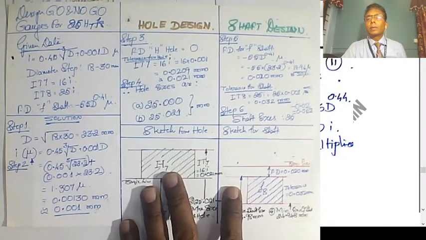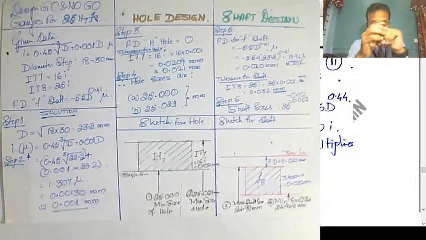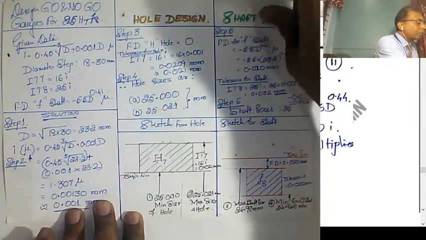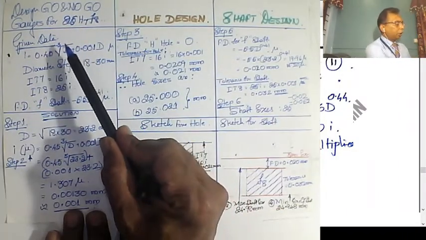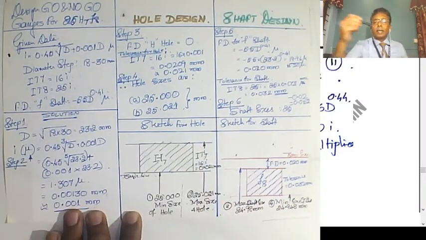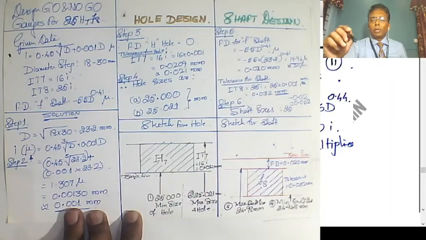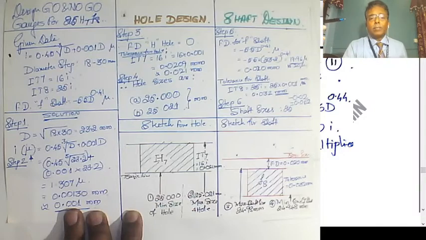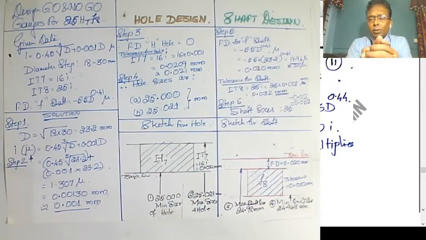Friends, let us now get going with the solution to a go and no-go gauge problem. Let us say the given problem, the numerical you will come across in the examination, is: design go and no-go gauge for 25H7F8. And the data that is given in the examination, normally even in the books you come across the same. The first part, that is the diameter step 18 to 30. You may have to remember this if it is not given. I observed in my previous lecture, you will have to remember the basic diametral steps. I will show you the diametral steps once I start solving the problem.